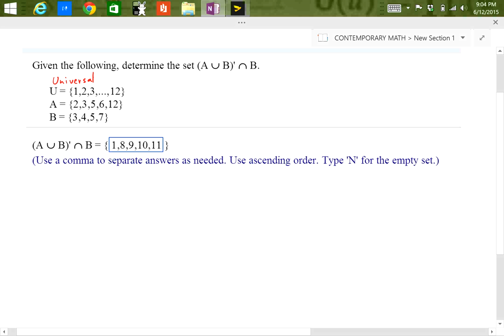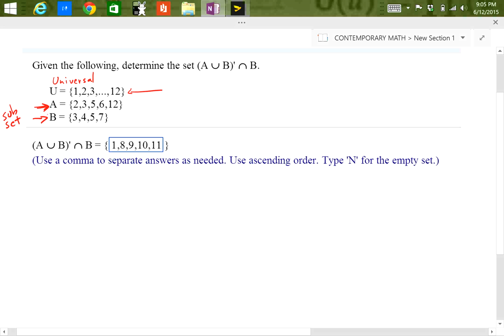The U stands for the universal set. The universal set is the set of numbers that define the only numbers that we're considering. So the universal set that we're dealing with here is the numbers 1, 2, 3, dot, dot, dot, all the way up to 12, which implies 1 through 12. So all of the whole numbers, or the natural numbers, from 1 to 12. So we're working with the numbers from 1 to 12, but then it defines two other sets which are subsets of the universal set.